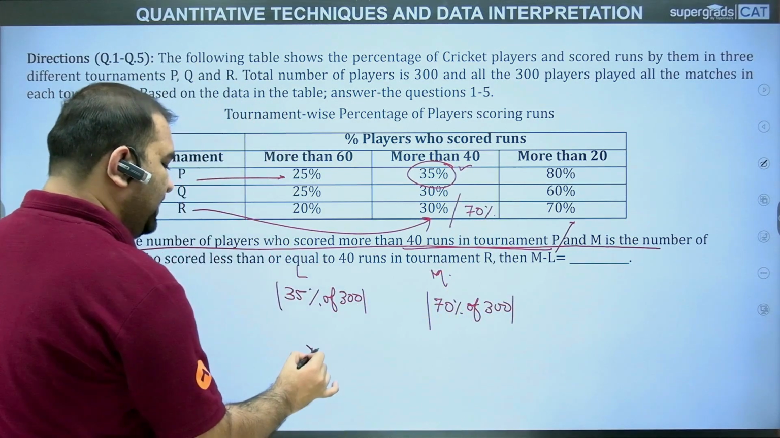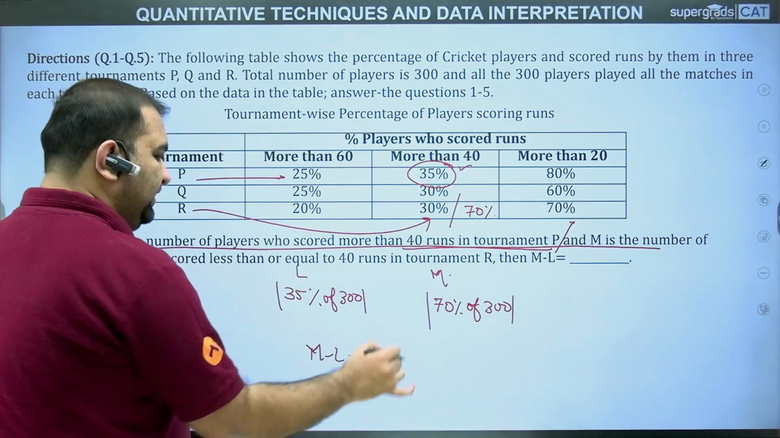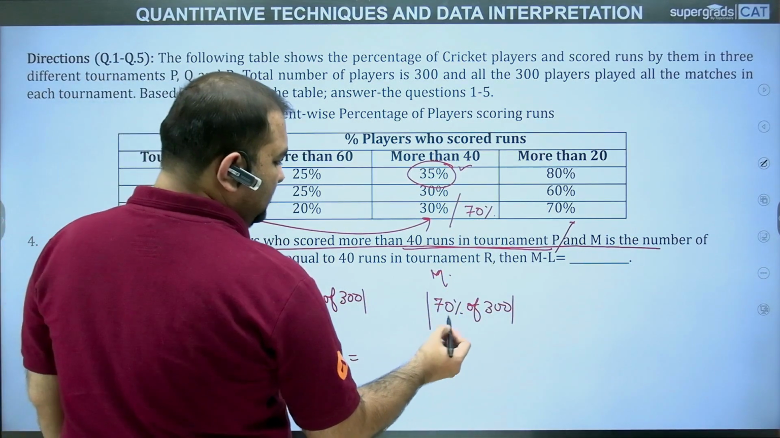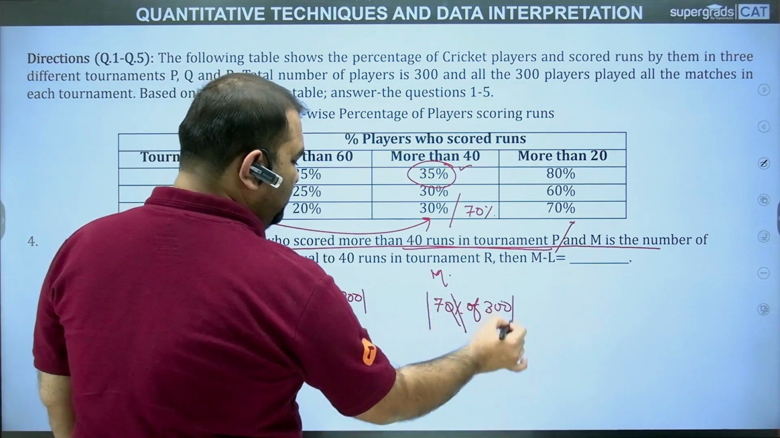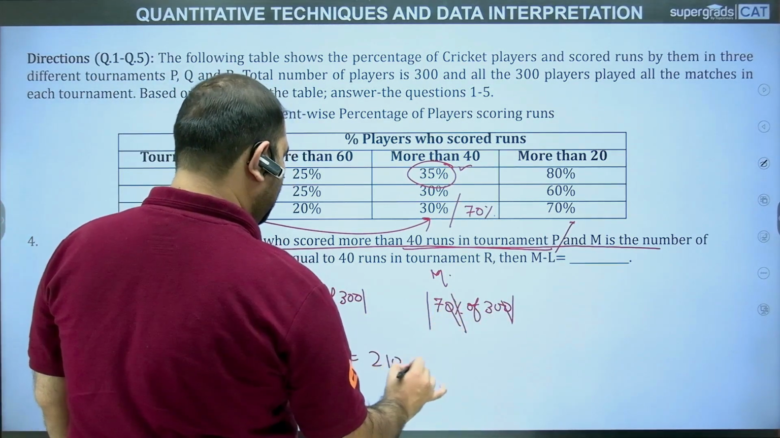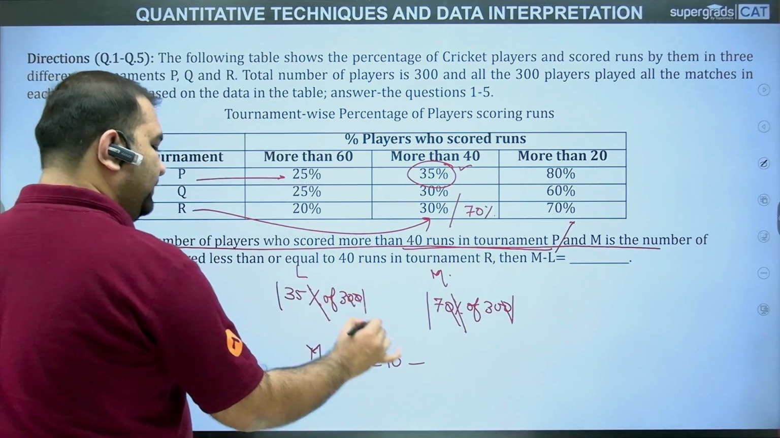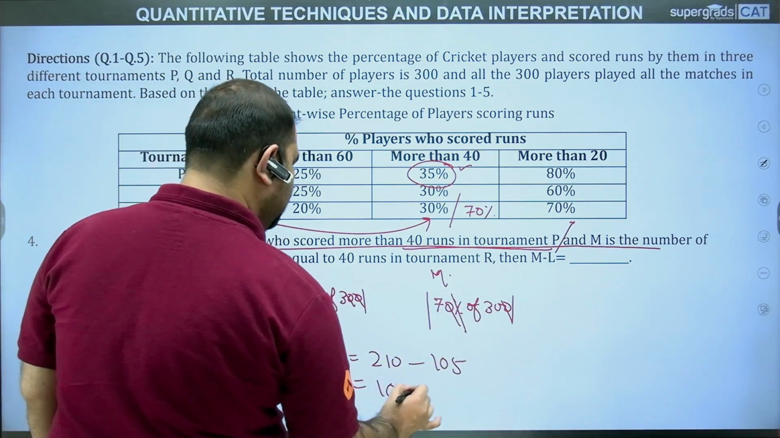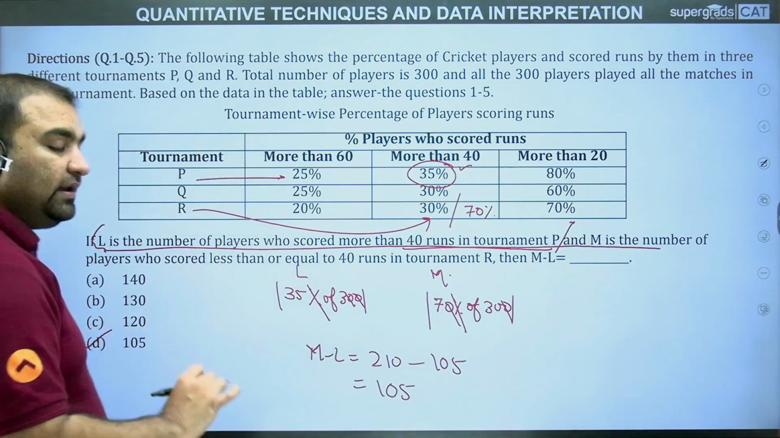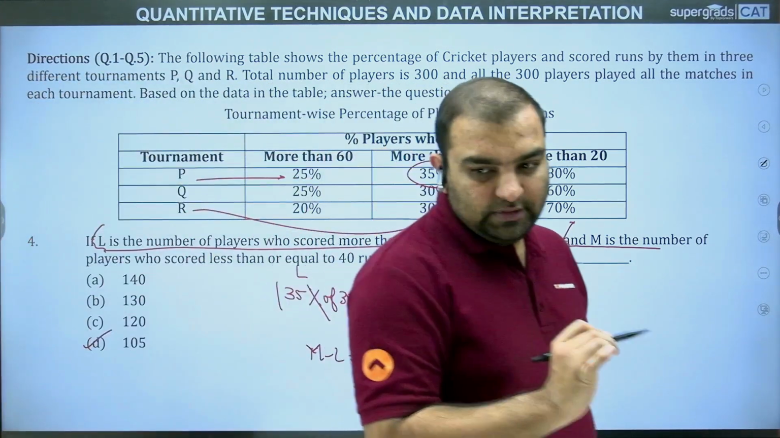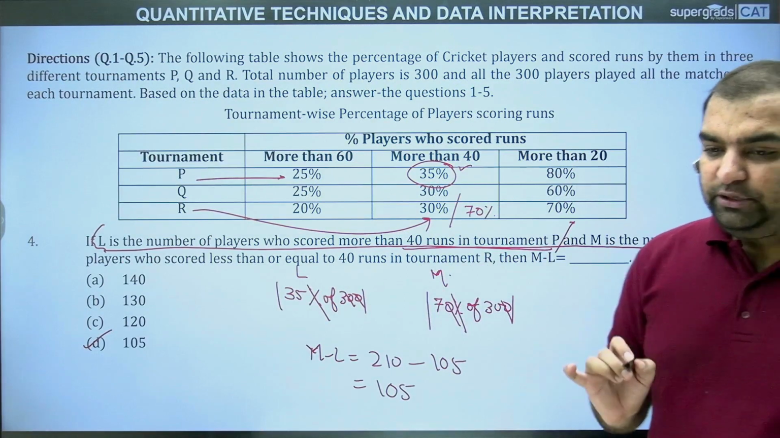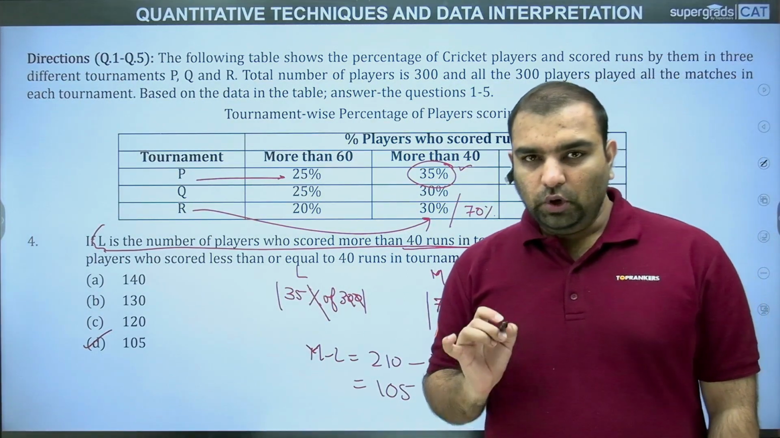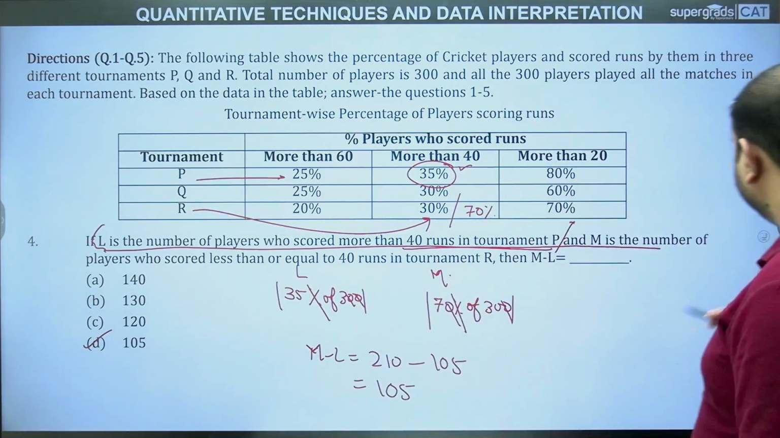What is M minus L? 70% of 300, the percentage will cancel out, 210. 35% of this, 105. 105 is the correct answer. Pretty easily doable. Hope so. Let's move on.